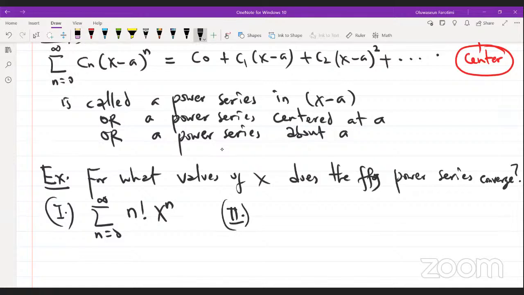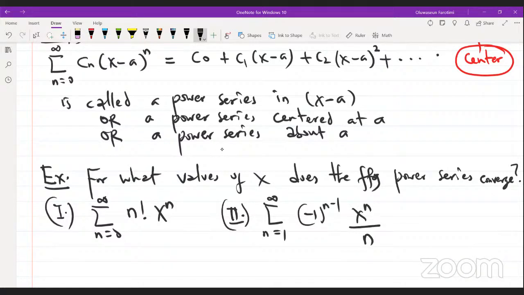And then we'll move on to this other one. When n goes from 1 to infinity, you have (-1) to the power of n minus 1, x to the power of n divided by n.